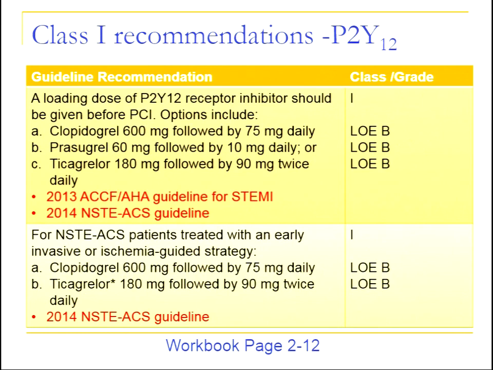Everybody's going to get a P2Y12. And there are 3 oral P2Y12 agents available if your patient is going on to the cath lab and going to get some type of percutaneous coronary intervention, a stent placement: clopidogrel, prasugrel, and ticagrelor.